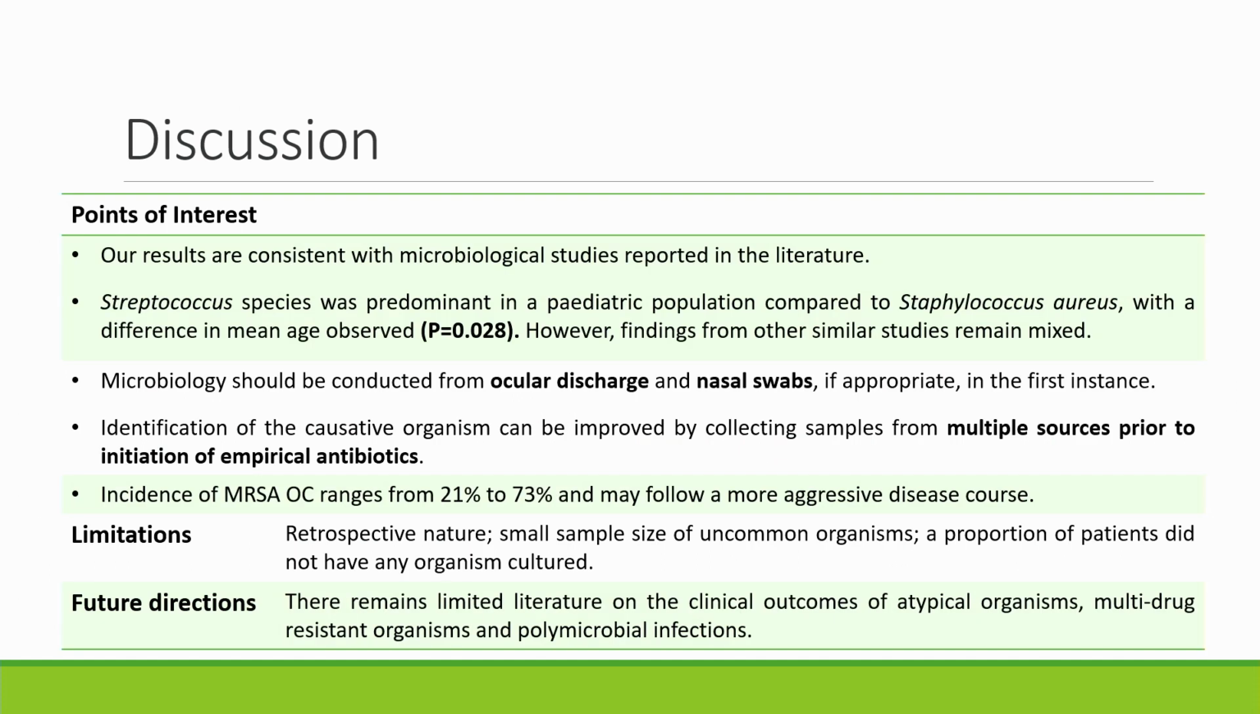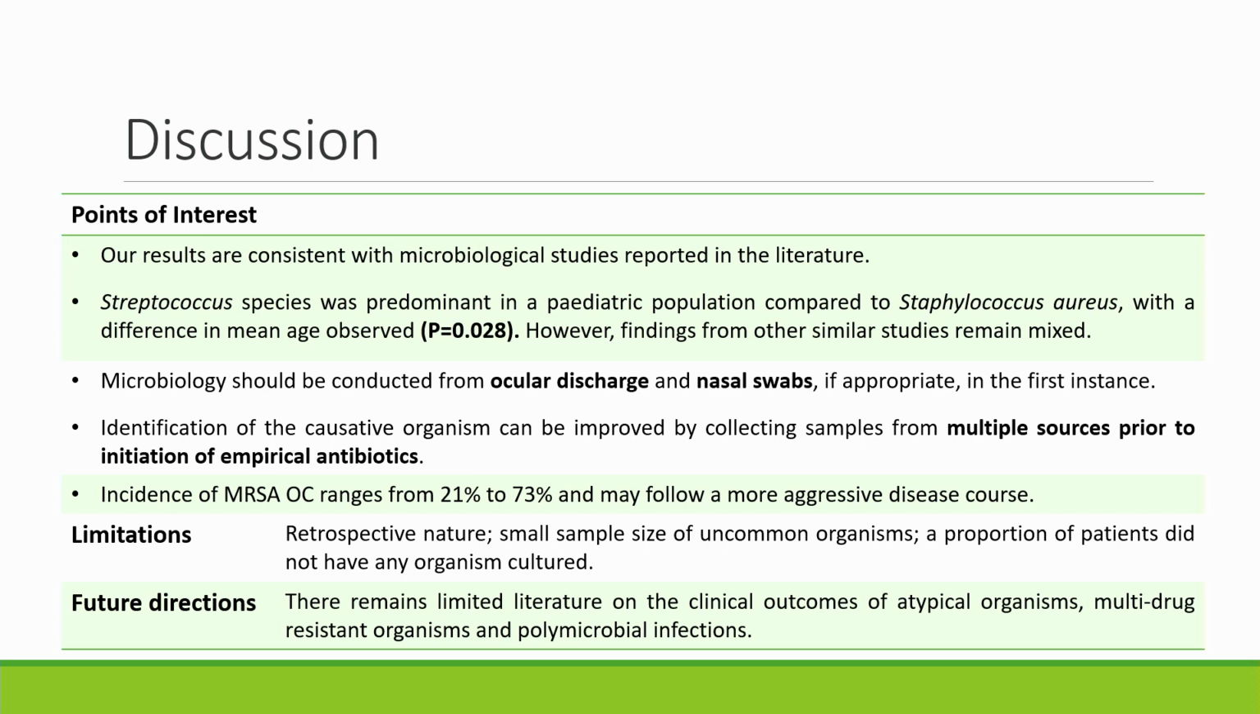Our findings are similar to the recent microbiological trends that have been observed around the world. Strep species and Staphylococcus aureus were both the most common organisms cultured. And although our study demonstrated that strep species was more common in the pediatric population, there remain quite mixed conclusions in the literature. Organisms such as Enterobacter cloacae, Pseudomonas aeruginosa, and mixed anaerobes remained quite uncommon, and they tended to be represented in polymicrobial isolates.